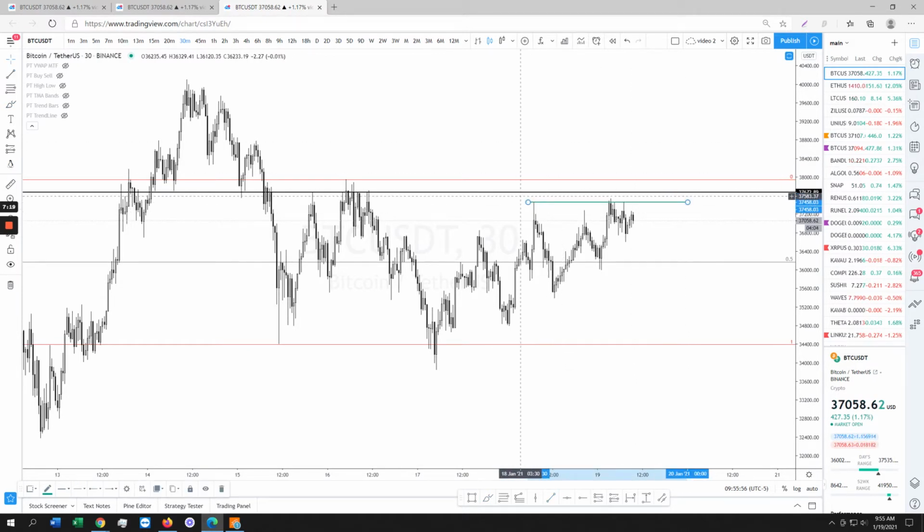But you know what? This isn't even an important high. You know why this isn't an important high? Because we didn't make a low after that. We made a higher low. So who gives a shit that we swept this, right?